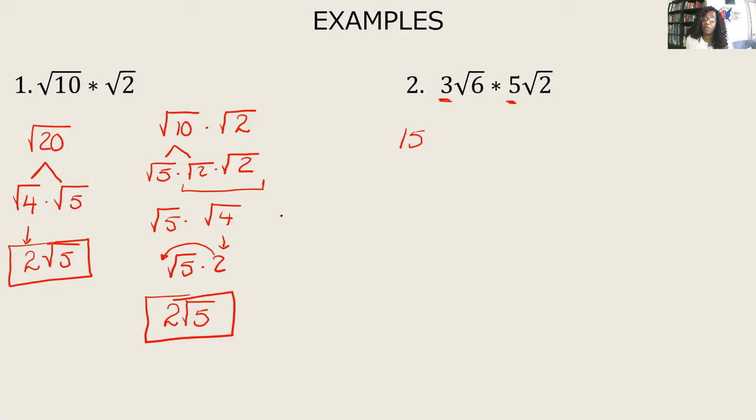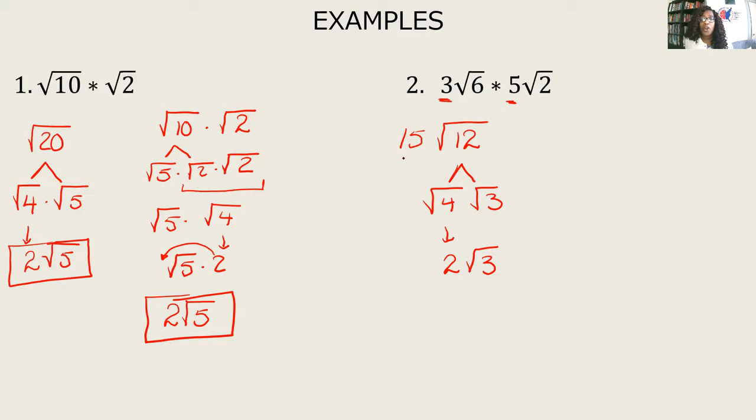I'm going to multiply, then simplify. So 6 times 2, that gives me 12. So the square root of 12 can be broken up to the square root of 4 and the square root of 3. Square root of 4, again, is 2. And then we got times the square root of 3.